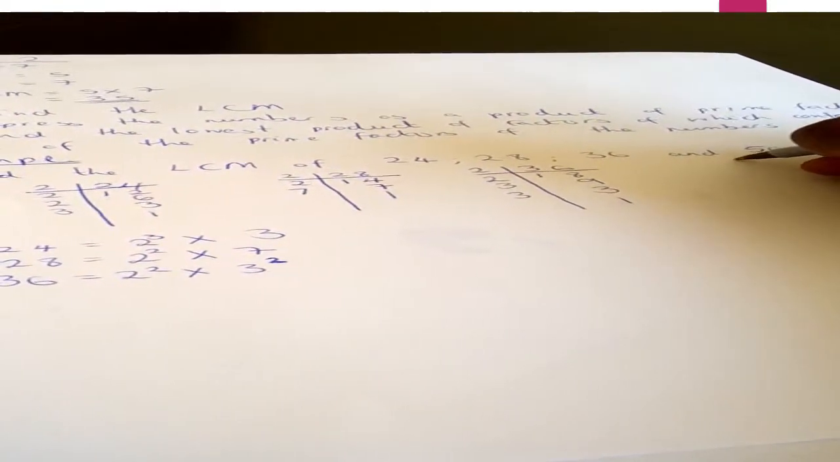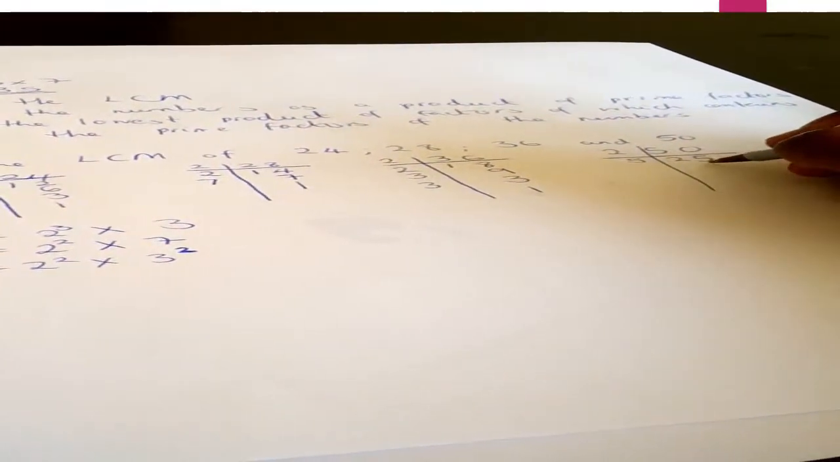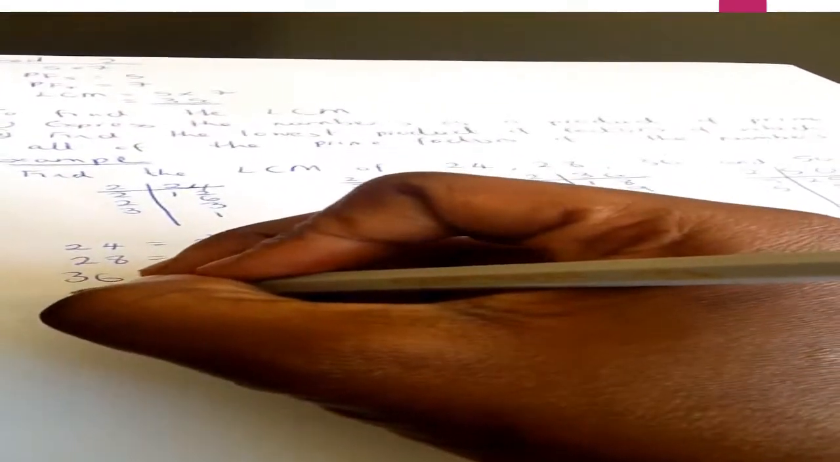Then next, 50. For 50, the first prime factor is also 2. 2 into 50, it is 25. Then 25, the first prime factor is 5, since 2 and 3 are not prime factors of 25. 5 into 25, it is 5. 5 into 5, it is 1. So we write it like this. 50 is equal to 2, there is only one 2, times 5, there are 2 5's, to the power of 2. So we have completed the first step.